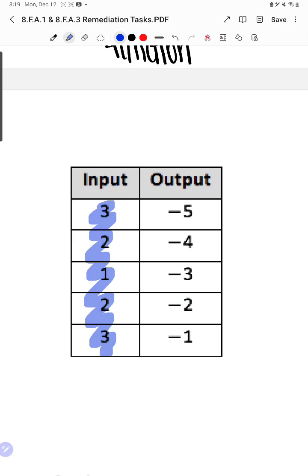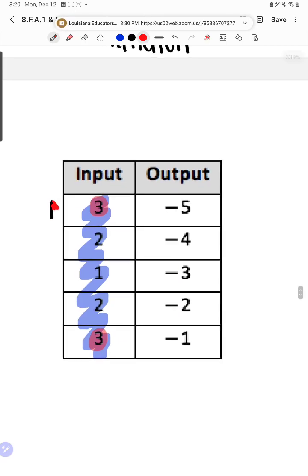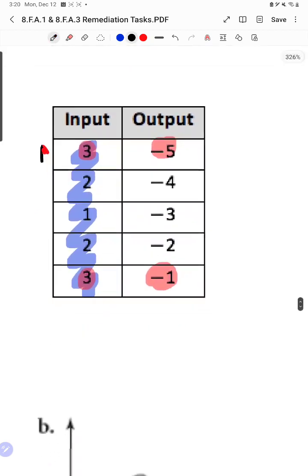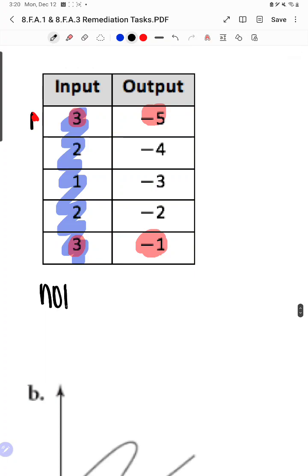So off the bat, I notice that there is a 3 here and a 3 here. So this raises a red flag. So my first 3 goes to -5. If my second 3 goes to -5, we might be fine. However, my second 3 goes to -1. So I have one input going to 2 different outputs. So this is not a function.